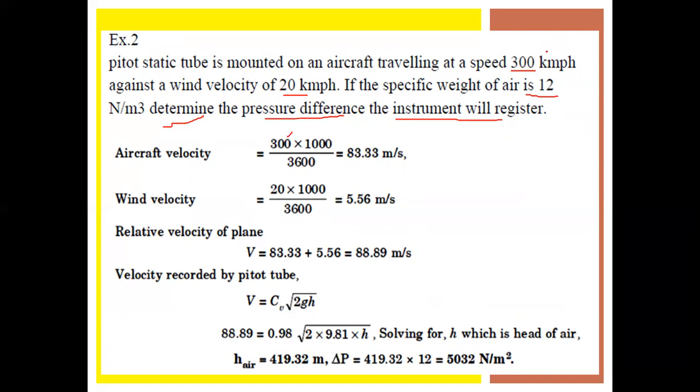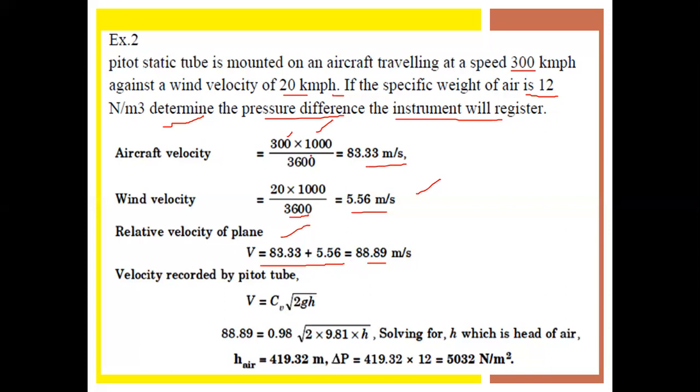300 into 1000 divided by 3600, that is equal to the value. And what is the wind velocity? The wind velocity is 20 kilometers per hour, so 20 into 1000 by 3600. That is, since an hour is 60 into 60, converting into seconds we take 60 into 60, 3600, that is equal to 5.56. Then what is the relative velocity of the plane? V is equal to the relative velocity, which is aircraft velocity plus wind velocity, that is 88.89.